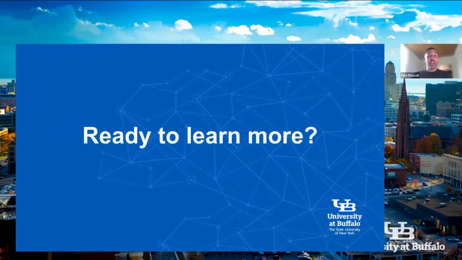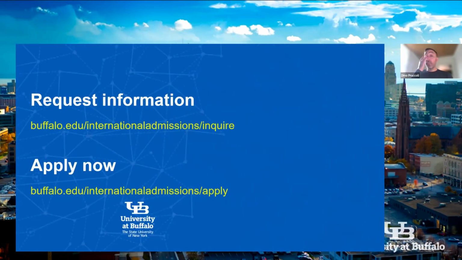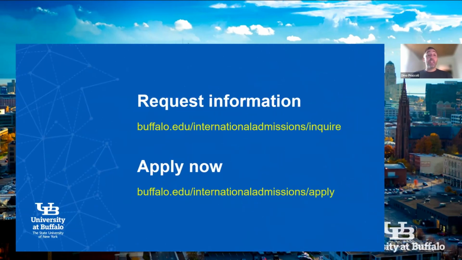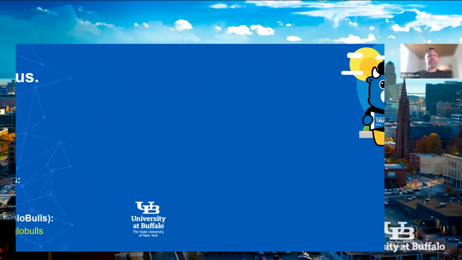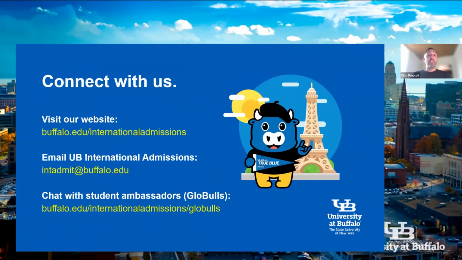So ready to learn more? You can learn more information on our website. Here are some URLs you can take a picture of. The first one is to inquire, so students can get more information emailed to them directly. The other one is for apply now, but they'll be using you as their Shorelight representative to help them apply using the Shorelight application. And then you can connect with us. Our website is listed there. Our email address is listed there.